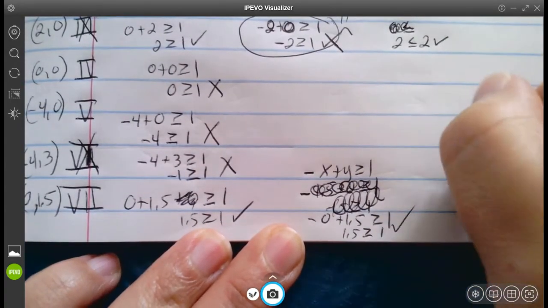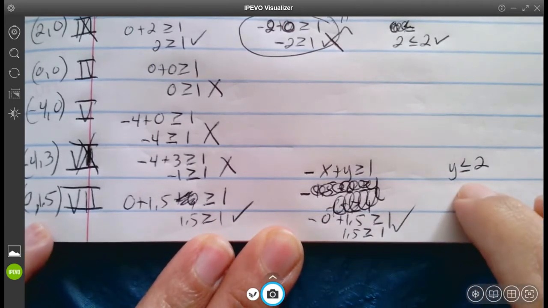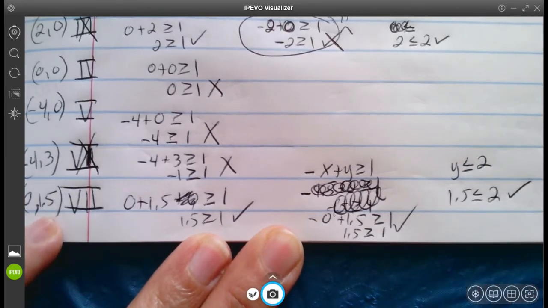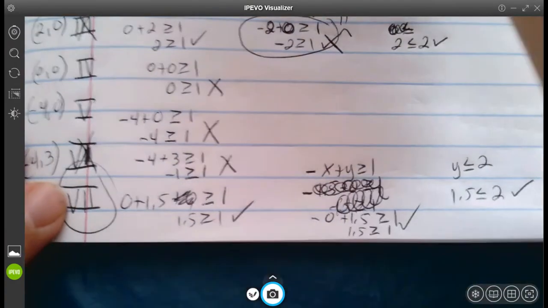And then of course the last one, let me write it down so I don't mess up. Y is less than or equal to 2, so it'd be 1.5 is less than or equal to 2, which is in fact correct, which means after all that work and those two mistakes, region 7 is the answer.